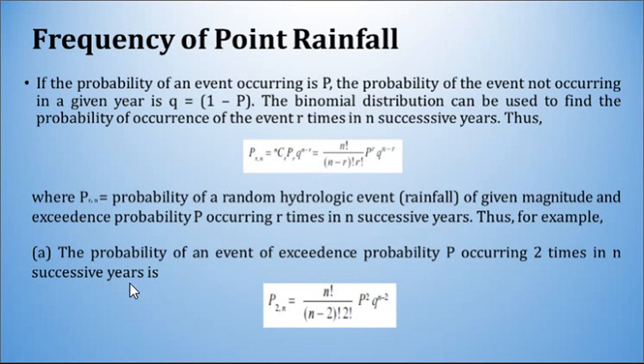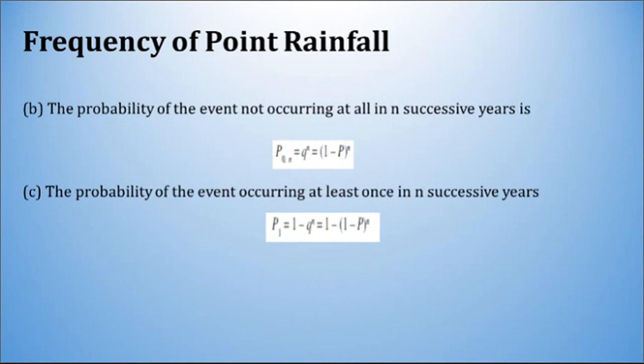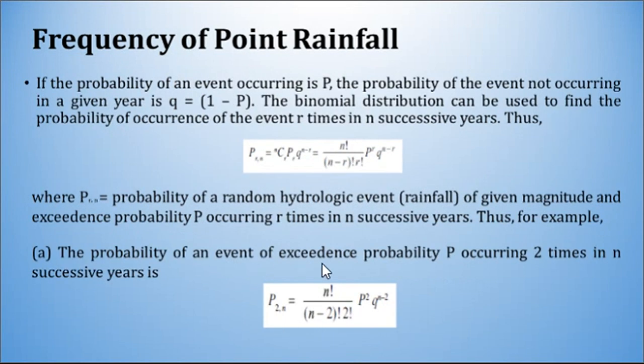Thus, for example, the probability of an event of exceedance probability p occurring two times in n successive years. So here r will be replaced by 2 in the formula. So P(2,n) is equal to n factorial upon (n minus 2) factorial into 2 factorial, p raised to 2, q raised to n minus 2. It means we are expected to find the probability of an event occurring in n years, how many times? 2 times.